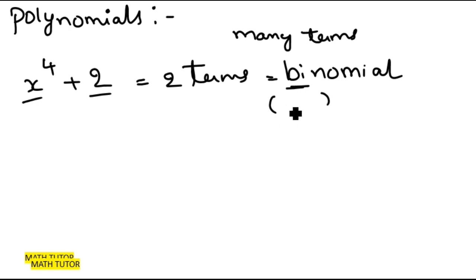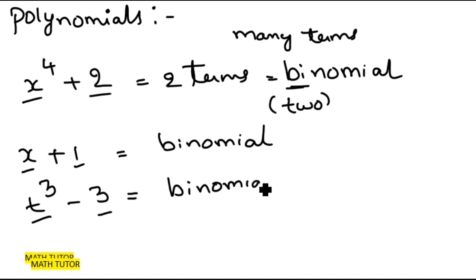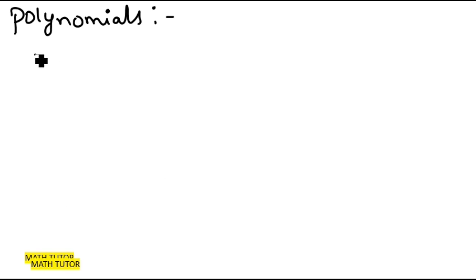Here, bi means 2. Can you give me one more example of a binomial expression? x + 1. How many terms are there? 1, 2. 2 terms. This is also an example of a binomial, meaning there are 2 terms in this expression. One more example is t³ − 3. How many terms? 1, 2. This is also a binomial expression.